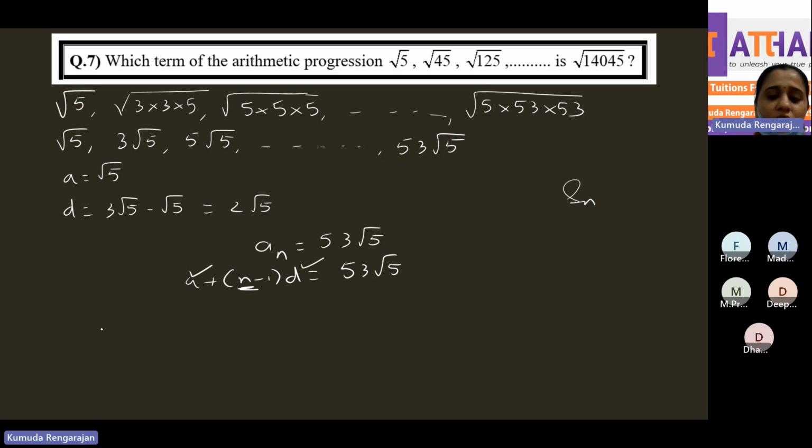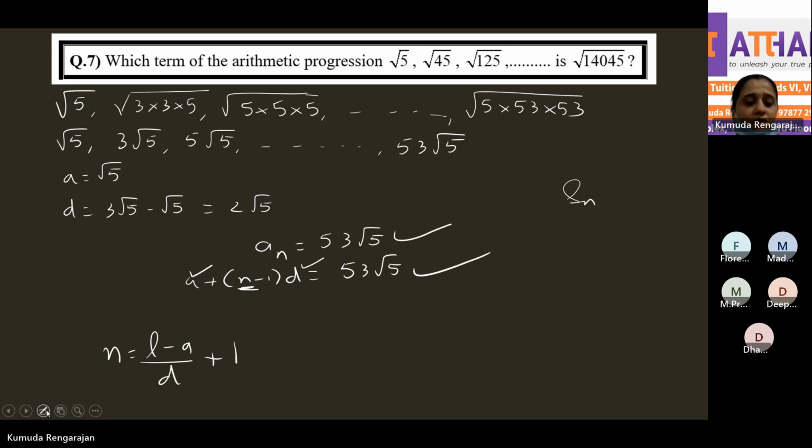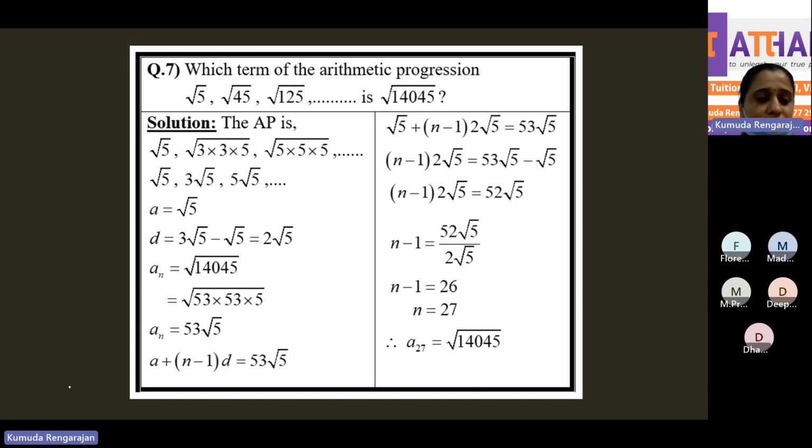Or if your school is using the formula, n is equal to l minus a by d plus 1, you can use this. Where l is the last term, a is the first term, and d is the common difference. But I prefer this method. Okay, so you can see the answer here.